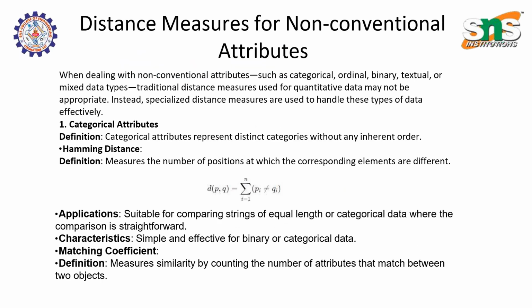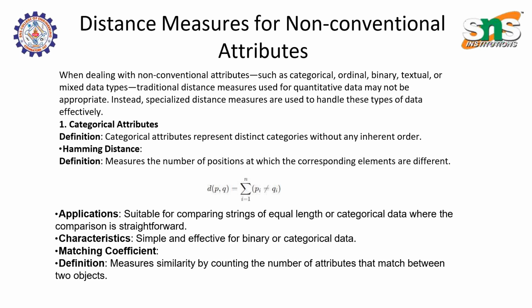Now, distance measures for non-conventional attributes. When dealing with non-conventional attributes such as categorical, ordinal, binary, textual, or mixed data types, traditional distance measures used for quantitative data may not be appropriate. Instead, specialized distance measures are used to handle these types of data effectively. Categorical attributes. Categorical attributes represent distinct categories without any inherent order. Hamming distance measures the number of positions at which the corresponding elements are different.